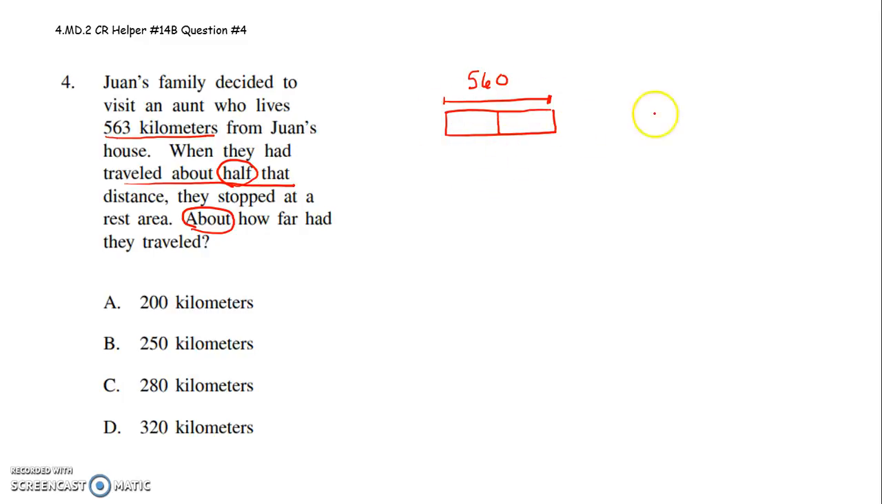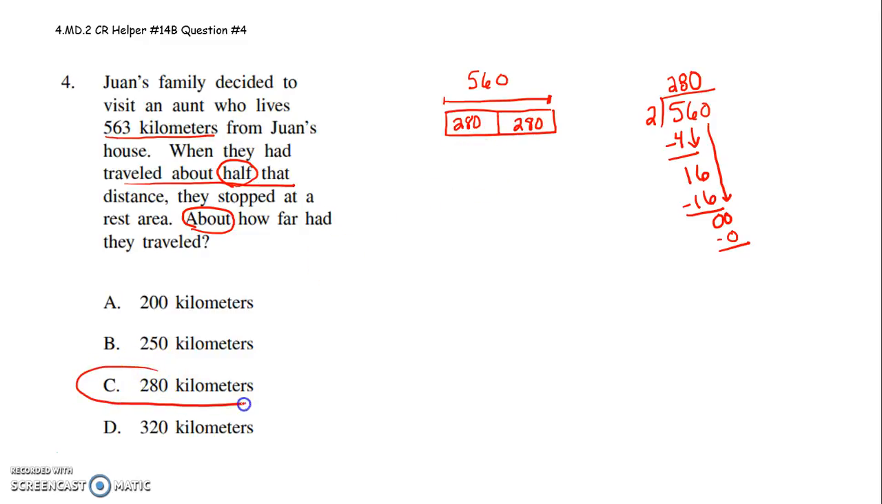So now that I have this visual here, I take my 560 and divide it by 2. 2 goes into 5 twice. 2 times 2 is 4. 5 minus 4 is 1. Drag down the 6. 2 goes into 16 8 times. 2 times 8 is 16. Subtract off, drag down the 0. 2 goes into 0 0 times. 0 times 2 is 0. Subtract off. So 280 kilometers would be about halfway.